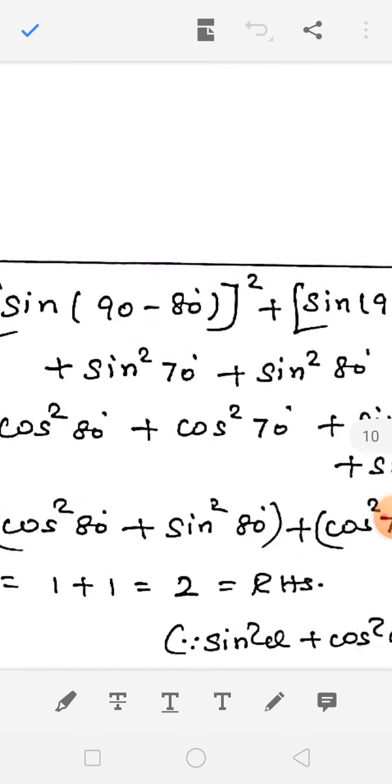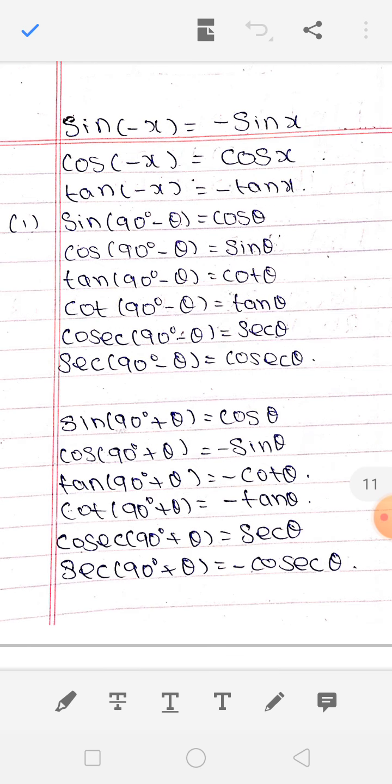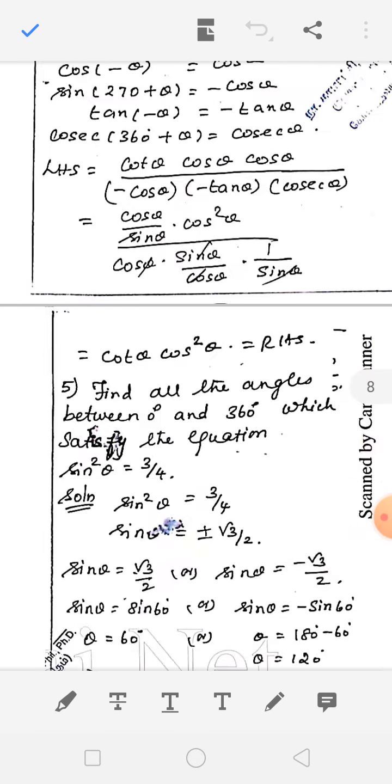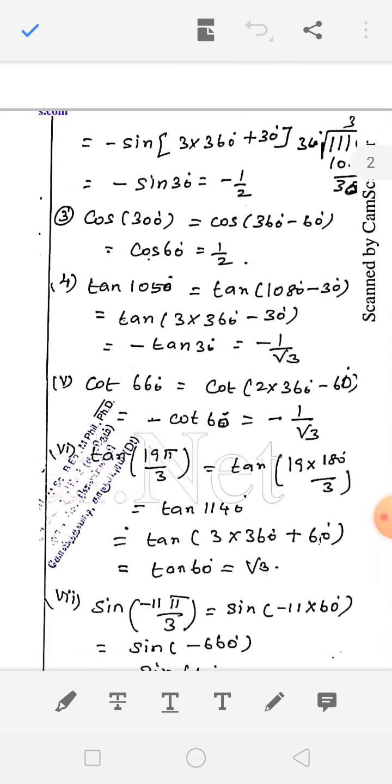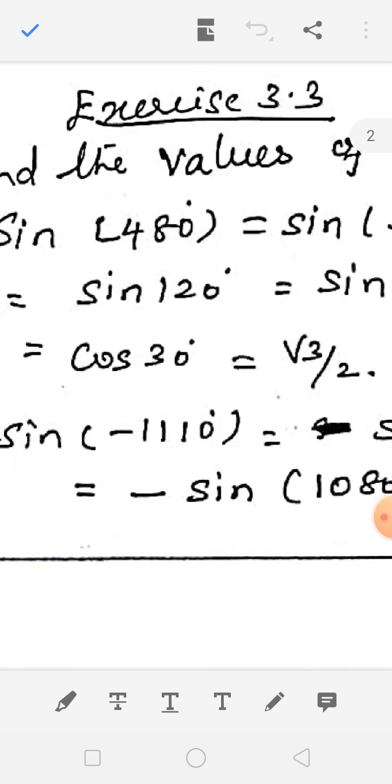So if you understand these properties very well, you can solve it in your own method. Simple one. So that is the first question. And then look at the second question.